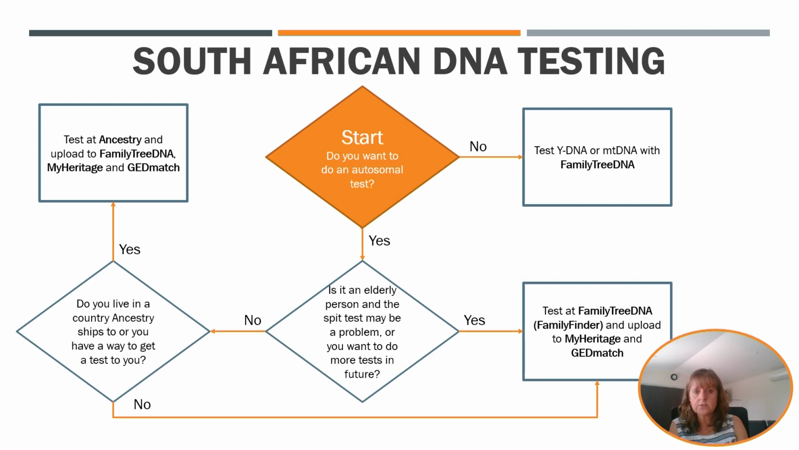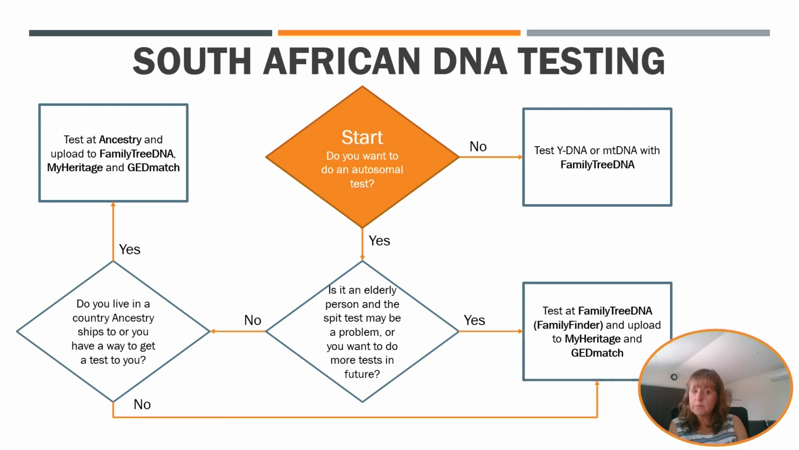If yes, you do want to do an autosomal test, ask yourself the question, is it an elderly person and the spit test may be a problem, or you want to do more tests in future and save the DNA? If the answer is yes, then test at Family Tree DNA, the Family Finder test, and upload to MyHeritage and GEDmatch.